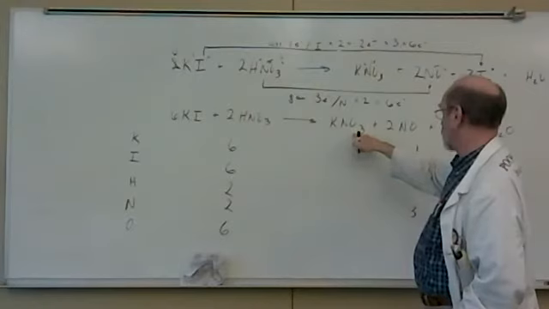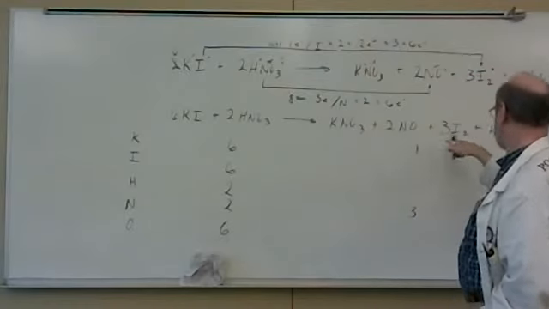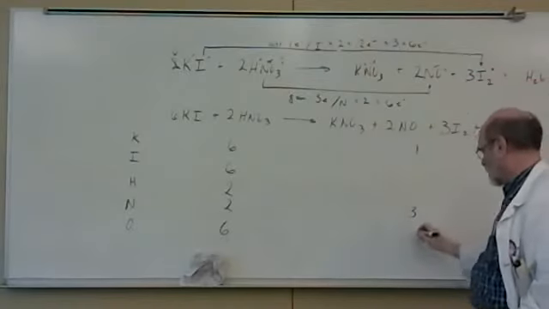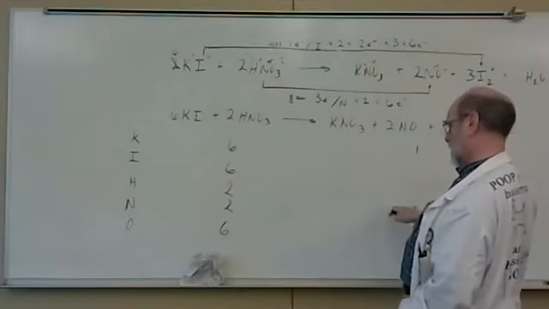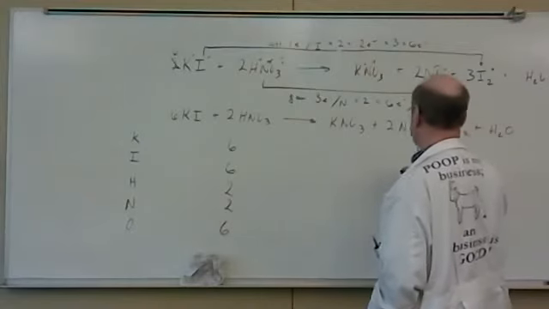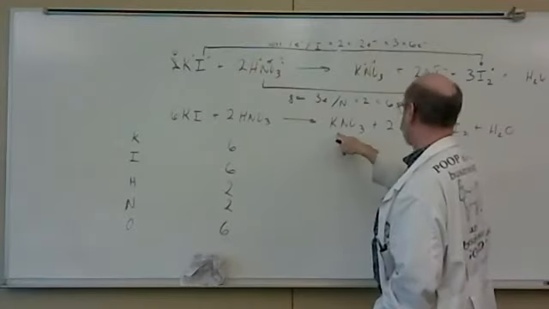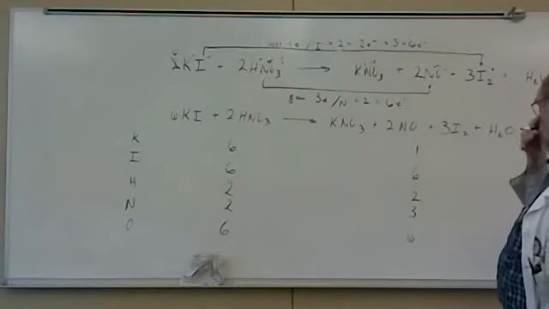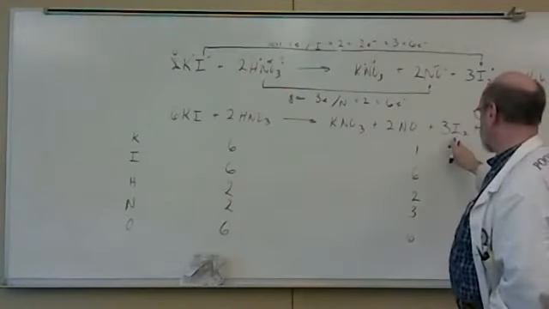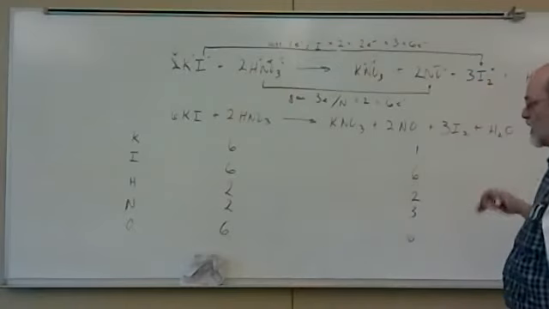Oxygens. We got 3, 5, 6. 6 oxygens. And I need iodines and hydrogens. Let's see, hydrogens are 2. And iodines, 6. Okay. We do have an element here, so we can hold that one to the end. Even though it's already balanced, we're going to mess with it in a minute, I'm pretty sure.